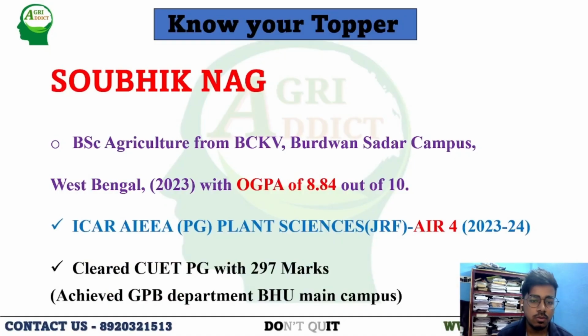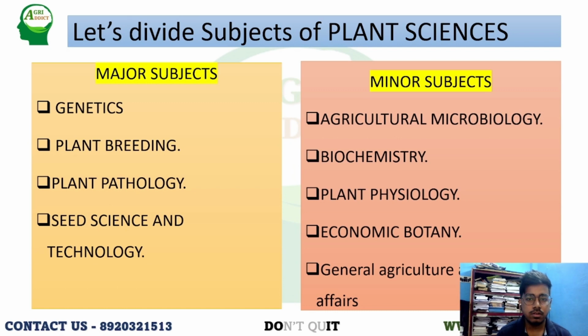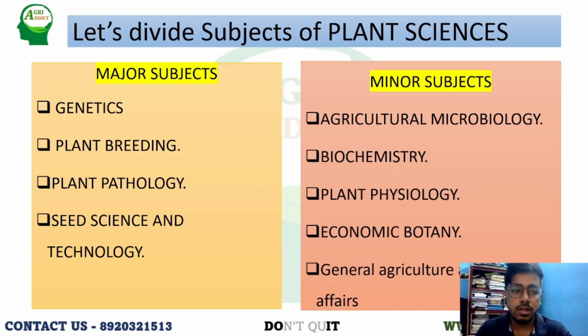First of all, let's look at my qualifications or achievements. I got All India Rank 4 in this year's ICAR AIEEA PG examination and cleared CUET PG with a score of 297, and achieved a seat in the GPB department at the BHU main campus. Later on, let's talk about the main part.